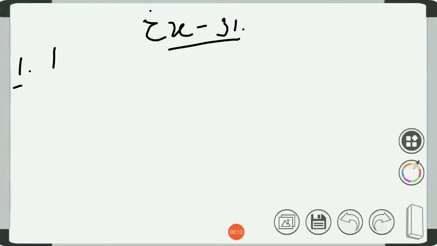Hello students, we will start your exercise number 31, which is simplify. So let's start with question number 1. 1 upon 2 plus 3 upon 4 minus 5 upon 8.